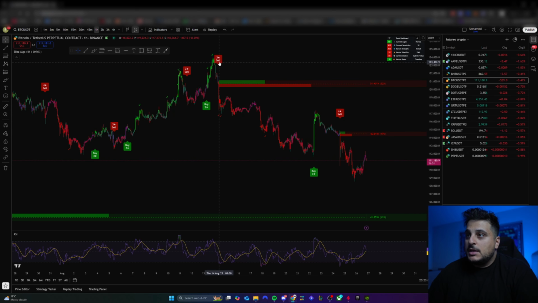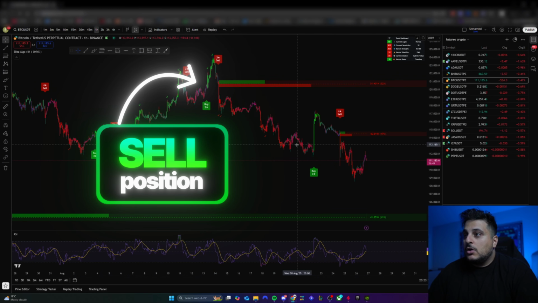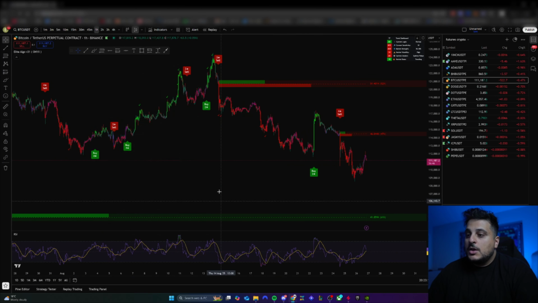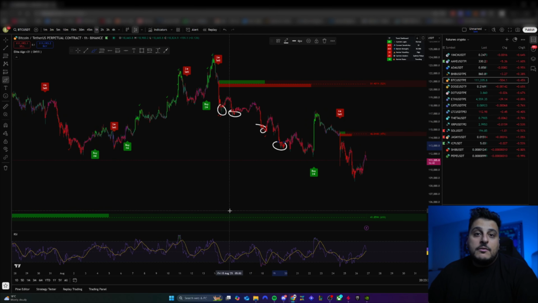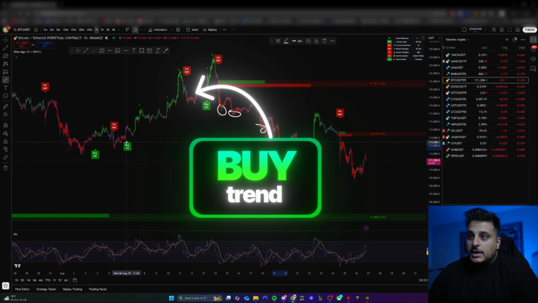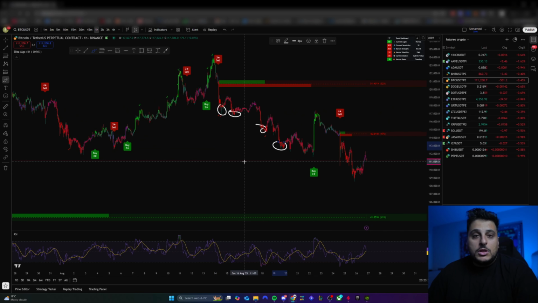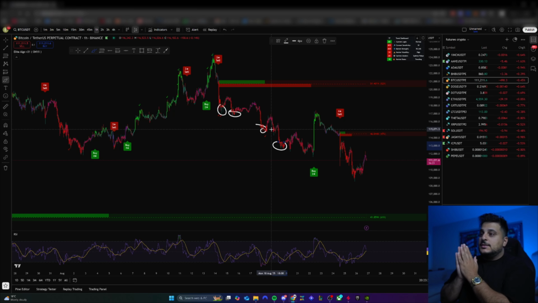So over here we can see we are currently in a sell position on the Elite Algo indicator, which basically means that we should not be looking for buying positions over here, or over here. Very simple. And we only want to buy whenever we have the proper trend on our charts. So we only want to buy when we're currently in a buy trend like we saw over here, and we only want to sell when we're currently in a sell trend like we saw over here. Very simple.